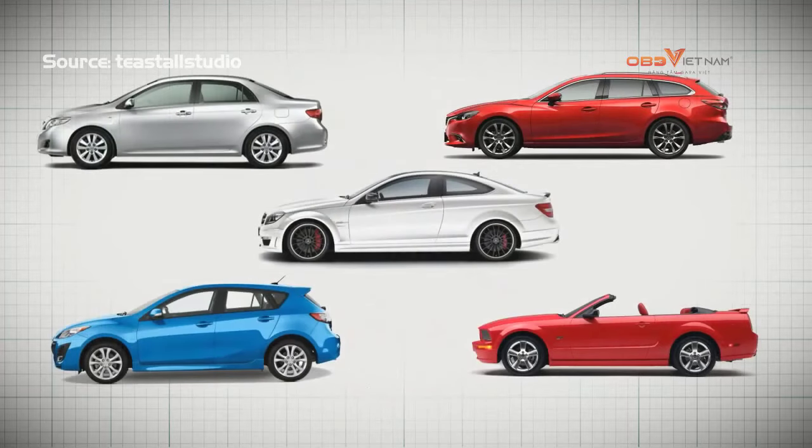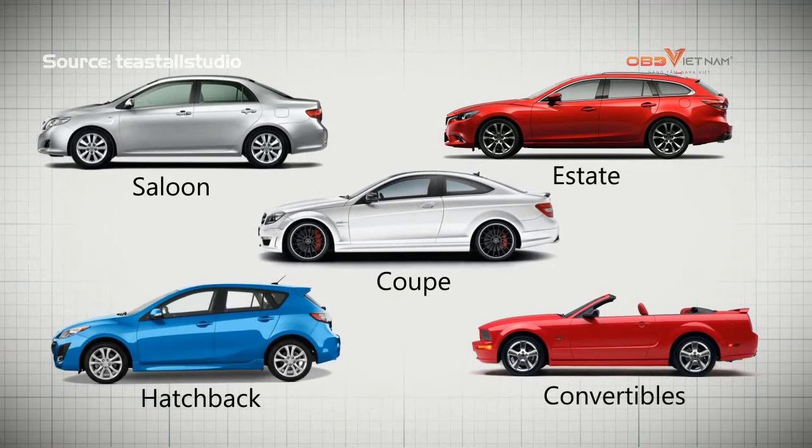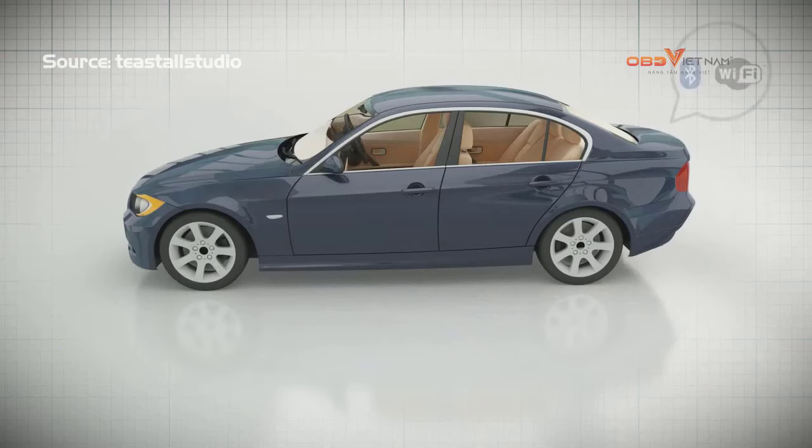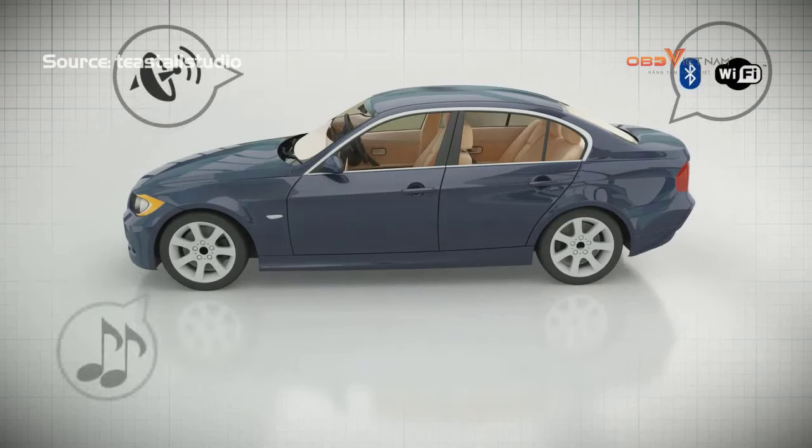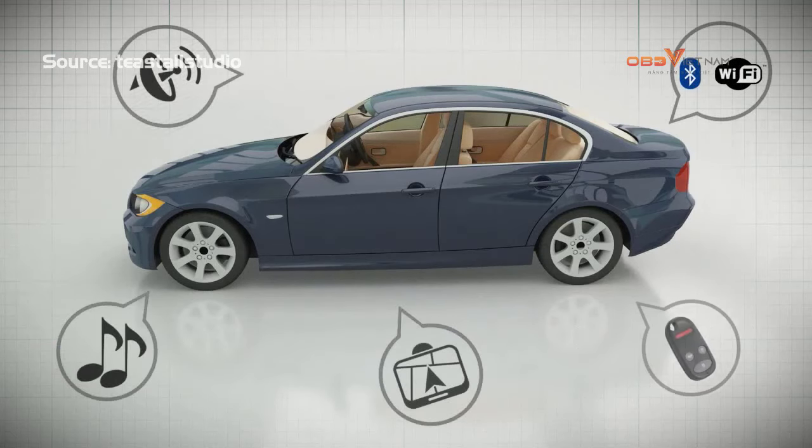Cars come in various shapes and sizes like saloon, estate, coupe, hatchback, and convertibles. There are electronic communications devices which can be used in the car for different purposes. Here, we can see some of them.